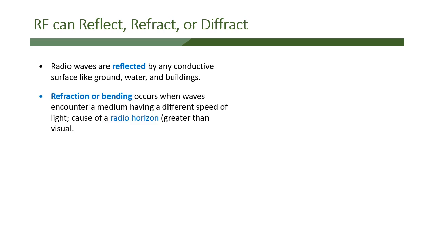Refraction, as I said before, or bending, occurs when waves encounter a medium having a different speed of light. As we travel through the atmosphere, because the medium is different densities, we can see some slight change in the speed of light, or in this case, the speed of the radio wave, and therefore we can create a radio horizon, which means the radio wave can travel slightly further than the visual horizon.